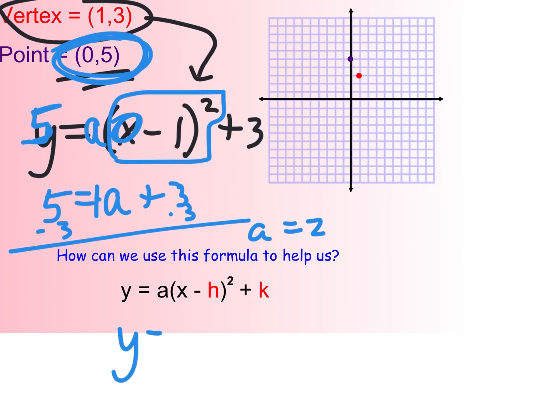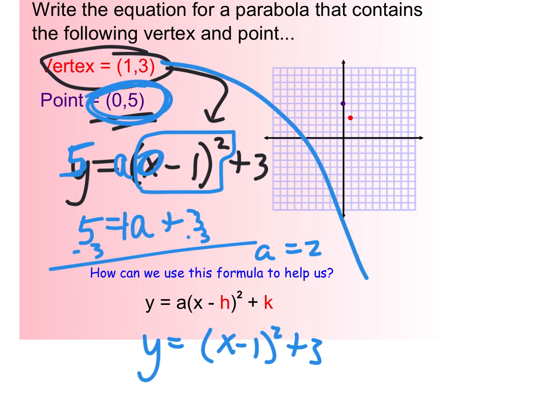It's the equation we wrote in the first place. X minus 1 squared plus 3, because that has the vertex, right? Except now we know the A is 2.